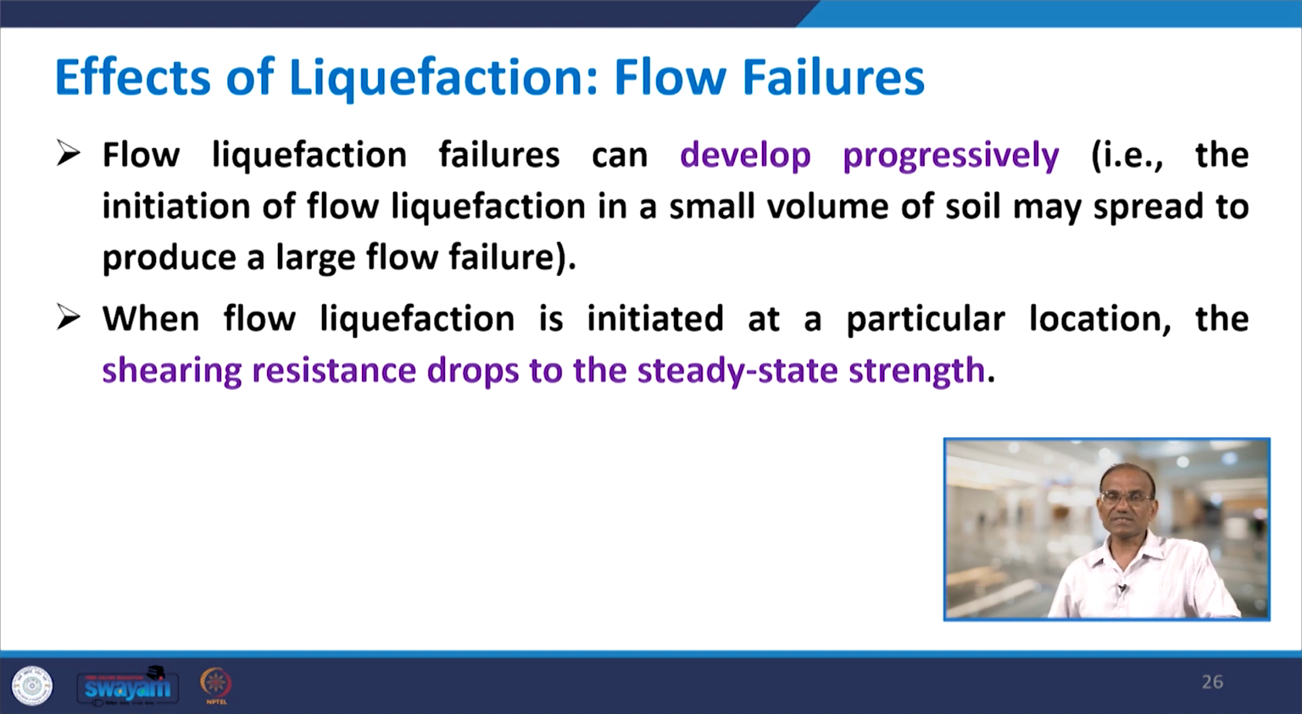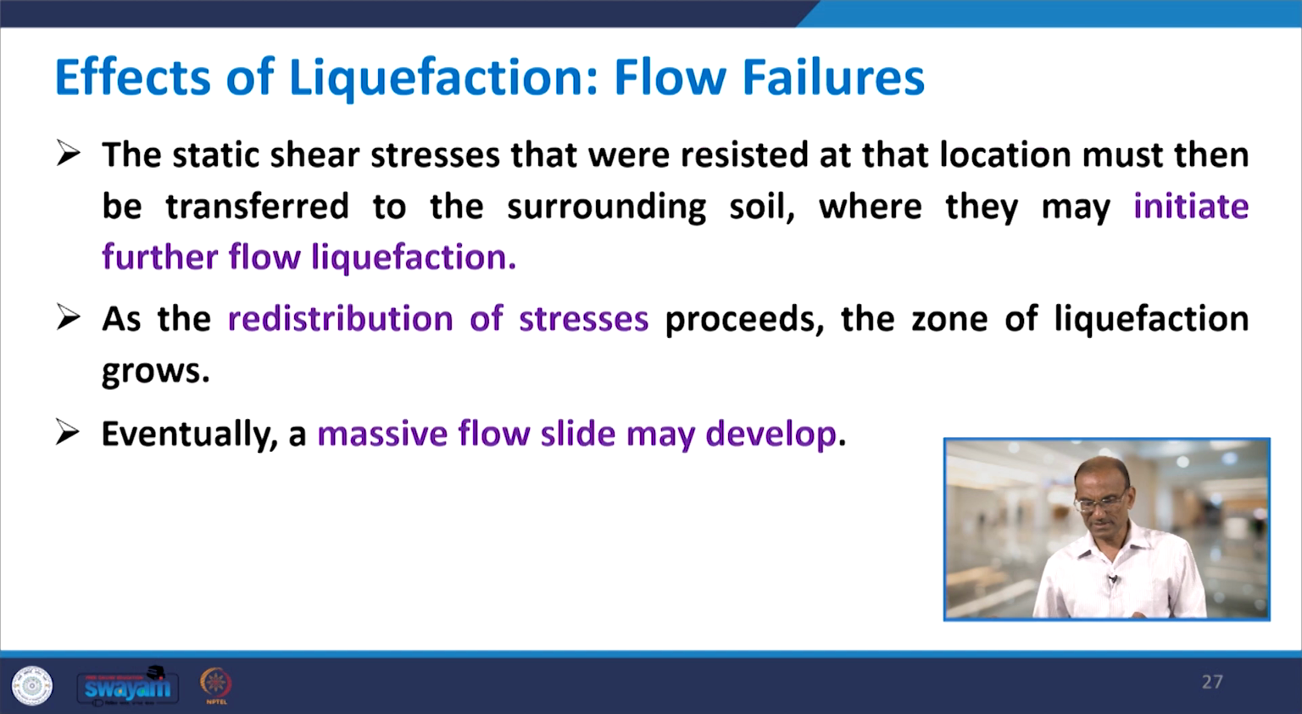When flow liquefaction is initiated at a particular location, the shearing resistance drops to the steady state strength. So, there will be a decrease in the shearing stress. The static shear stresses that were resisted at the location must be transferred to the surrounding soil, where they may initiate further flow liquefaction. So, there should be redistribution of the stresses. As the redistribution of stresses proceeds, the zone of liquefaction grows; it may be small earlier, but when the stresses develop more, the zone of liquefaction will be larger. Eventually, a massive flow slide may develop.